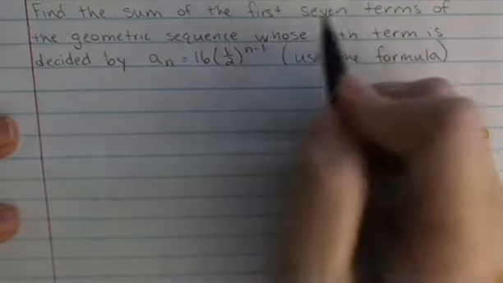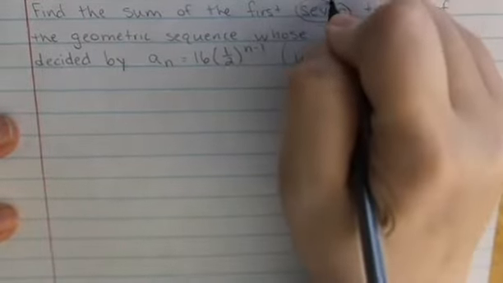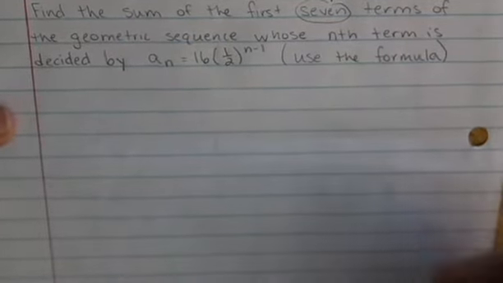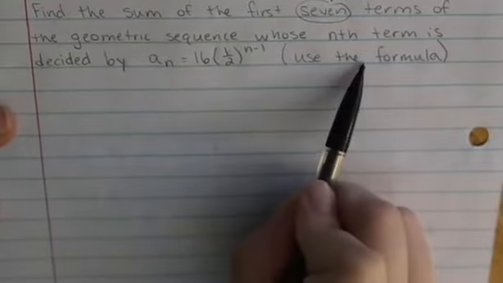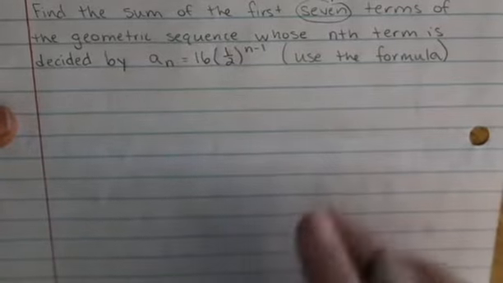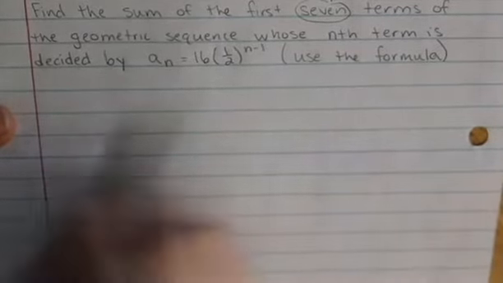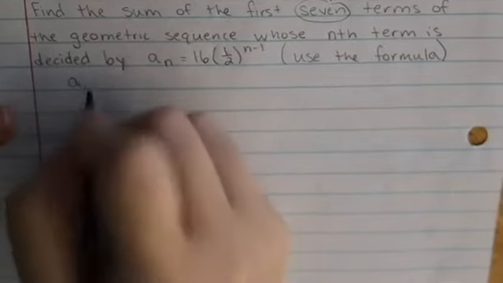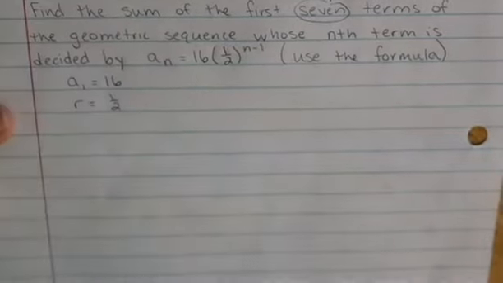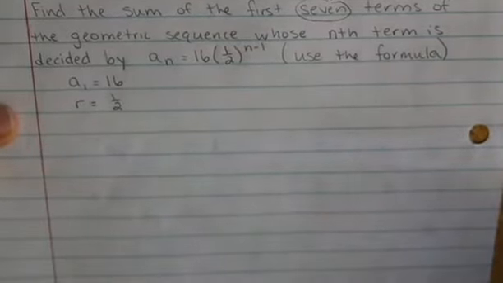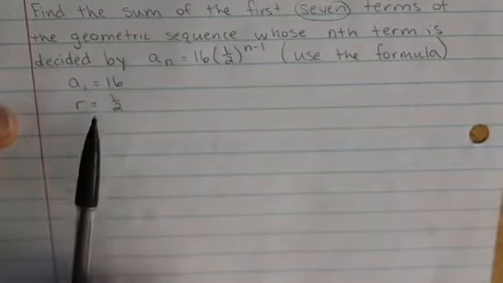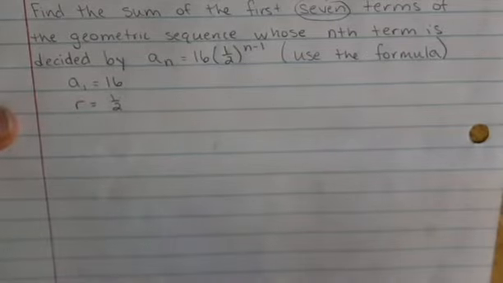Find the sum of the first 7 terms of the geometric sequence whose nth term is decided by this formula right here. It specifically says to use the formula, so I'm going to show you how to do that in this one. Okay, 7 is going to be our n, and we're going to use the formula to find the first term, which is 16, and our rate, which is 1/2. Again, we make sure we know that n is 7 because it wants the first 7 terms. We have a sub 1, our first term, and we have r.